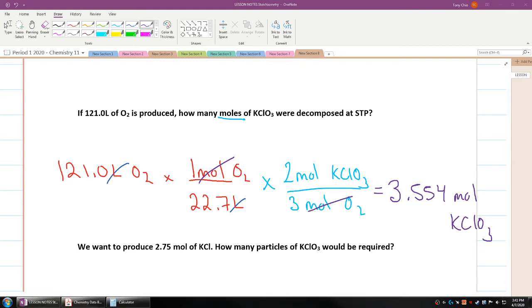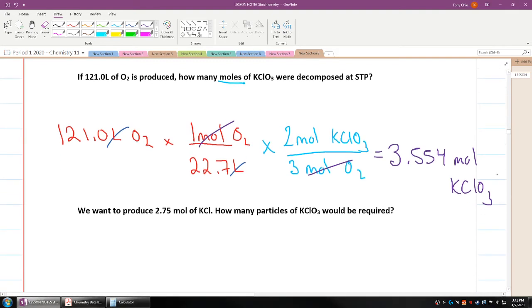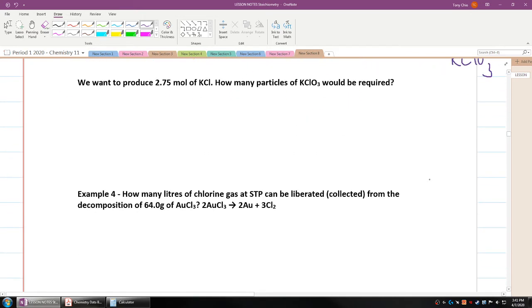If I were to do the next question, you can actually pause the video again and practice it, but I'm going to move on to this one, which is: we want to produce 2.75 moles of KCl. How many particles of KClO3 would be required? So you want to produce 2.75 moles of KCl. So you're at moles now. That is step number 2. You want to convert to moles. Step 3 is to use the molar ratio of KCl and KClO3 to convert to this substance now.